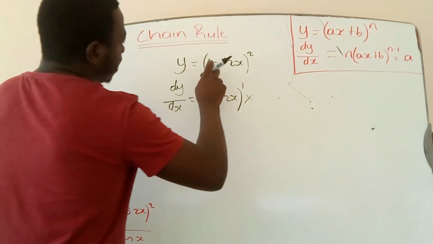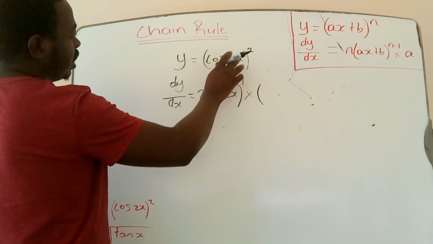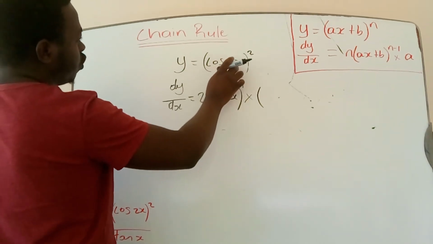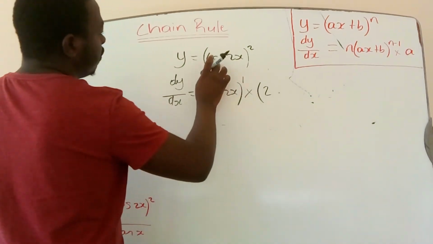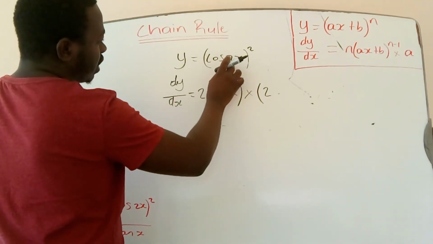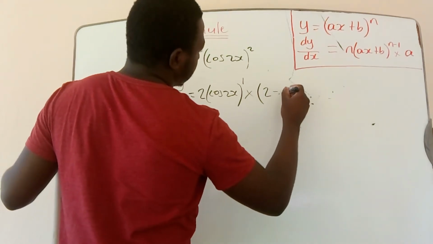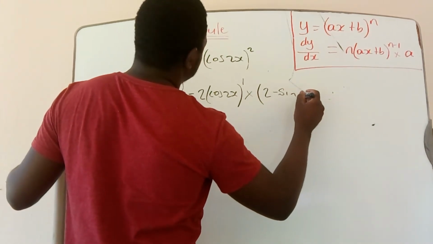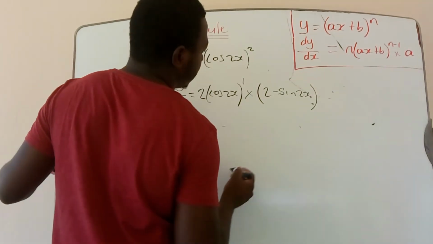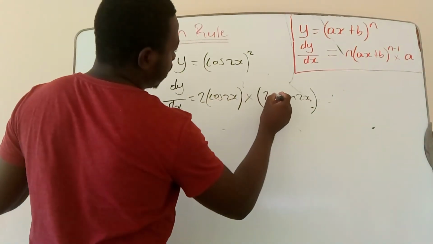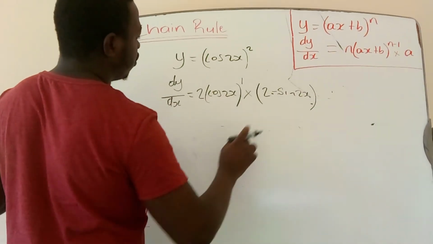So when you differentiate inside of the bracket, right, you must differentiate 2x first. So if you differentiate 2x, that gives you 2, so that's going to give you 2. When you differentiate cos 2x, that's going to give you minus sine 2x, right? All of that in bracket. Now this is 2 times minus sine 2x, right?